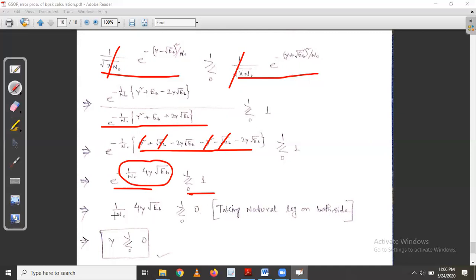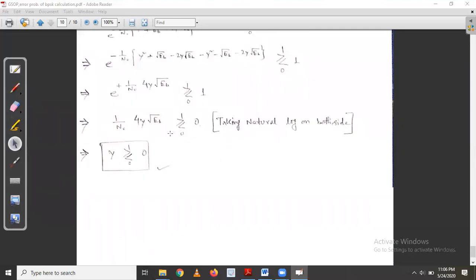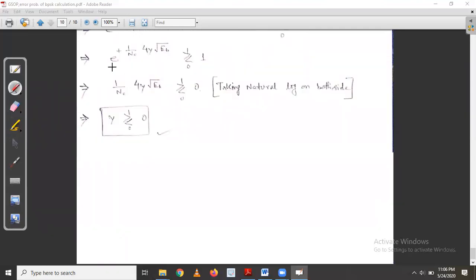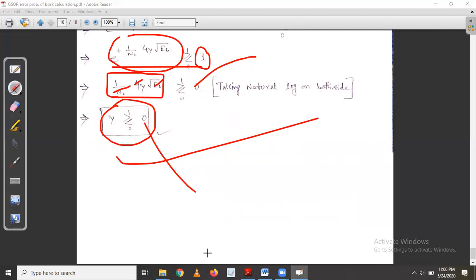Then you take the natural logarithm on both sides. That's all. If I take the natural logarithm on both sides, this term will be 0, because the natural log of 1 is 0. The natural log of this term will give you only the exponential part of it. So from here, this is constant, this is constant, this is also almost constant. So y will be equal to 0. That is why 0 is the threshold value for BPSK, with which the observation is compared.